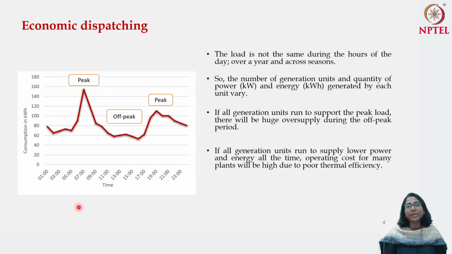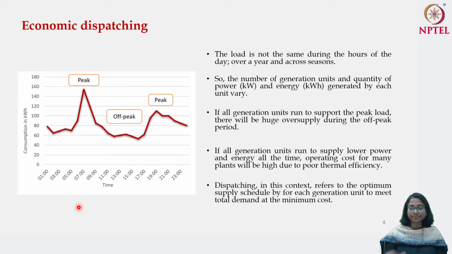The other alternative could be to run all of them at a very low rate. But if all generation units run to supply lower power and lower energy at a time, the operating cost may become very high because there will be very low capacity utilization and poor thermal efficiency. Therefore, we have to find some sort of a midway solution, where not all the generating units are working at full capacity, neither are all of them working at a very low capacity. So there has to be some kind of an optimum solution.